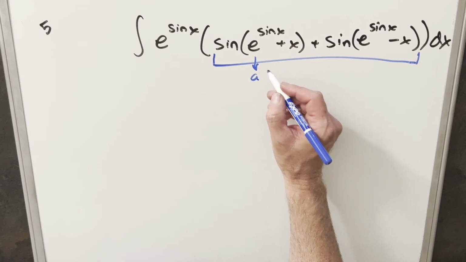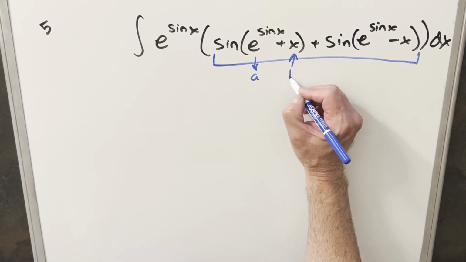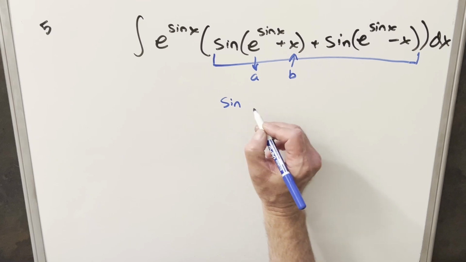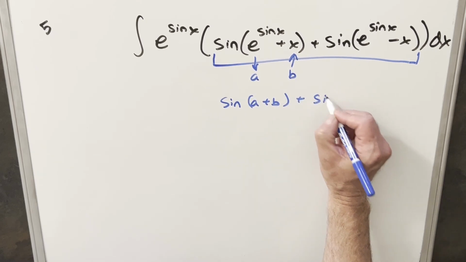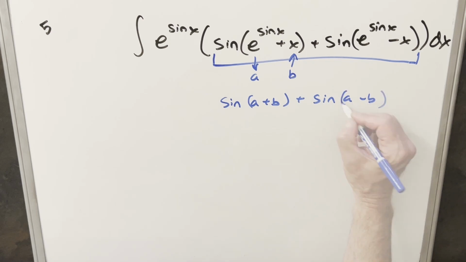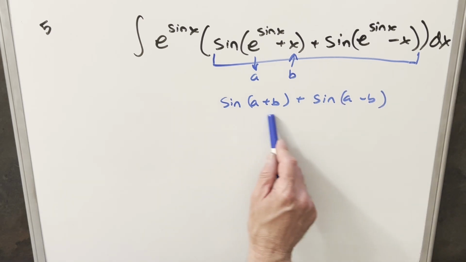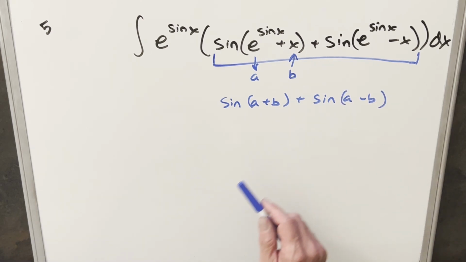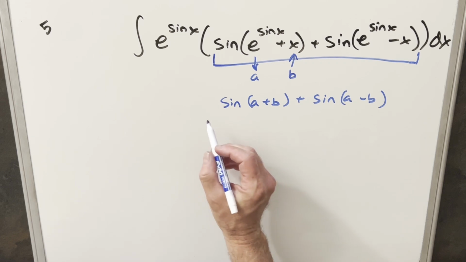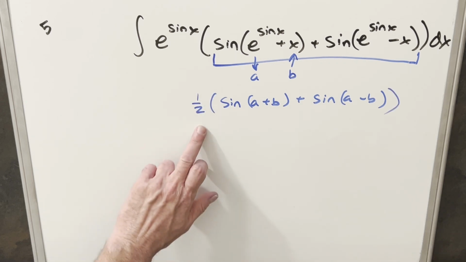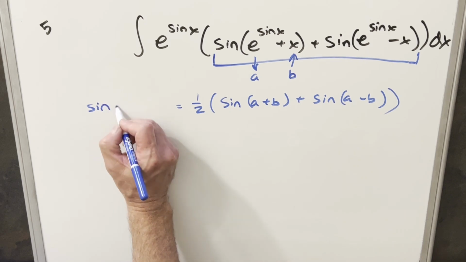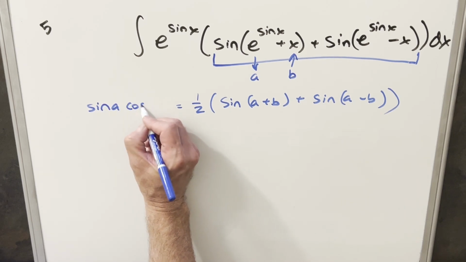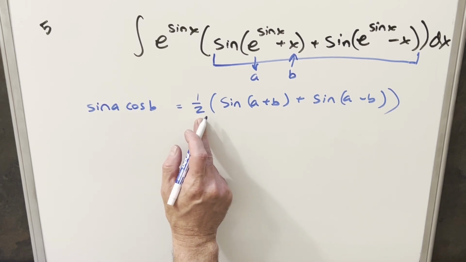If I call this A and I call this B, then what we really have here is sine of A plus B plus sine of A minus B. You can expand this out using each of these formulas and get cancellation, but I think there's maybe an easier way. If I just multiply this by 1/2, this is going to be the same thing as our formula for sine A cos B.